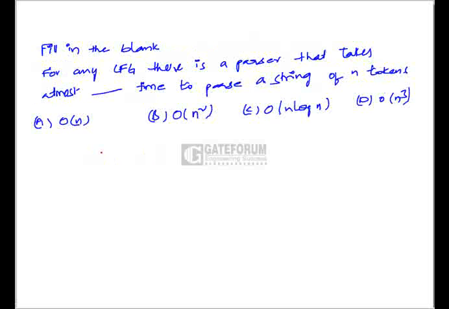Here the given question is, for any CFG there is a parser that takes at most dash time to parse a string of n tokens. Here we have to fill in the blank with the correct option. For a given CFG, there will be a parser that takes at most order of n cube time to parse a string of n tokens. So here the correct option is option D.